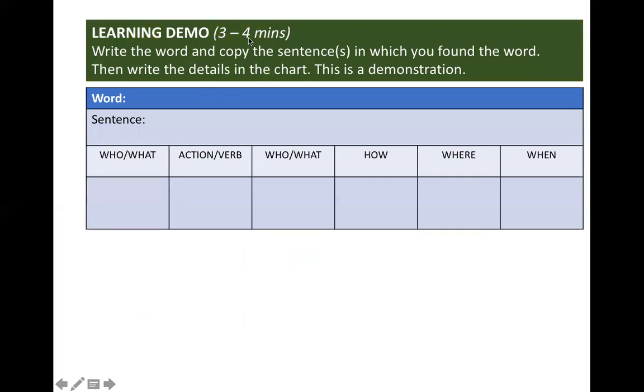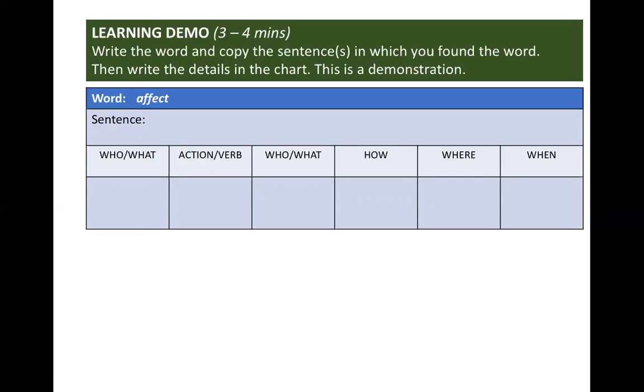Now, remember, brown is always the introduction. Green is one of the learning. So this is something we learned before, and we're going to use this one as a demo to help the students learn what to do in the next slides. You're going to tell them, write the word that we found and copy the sentence in which you found the word, then write the details of that sentence in the chart. So this is going to be a demonstration. What are we going to do first? We're going to write the word that we found.